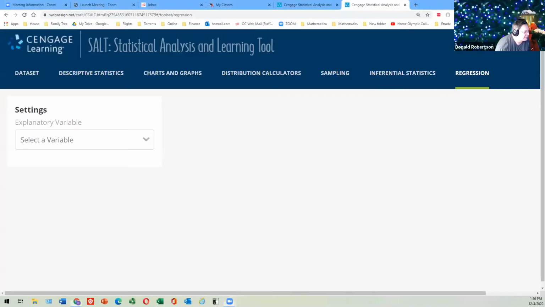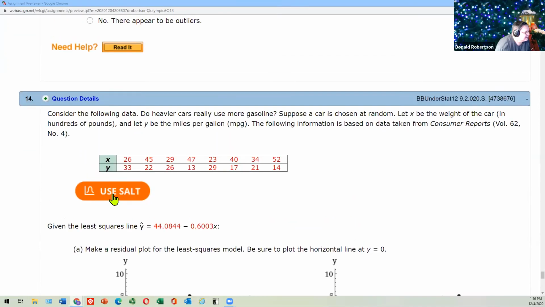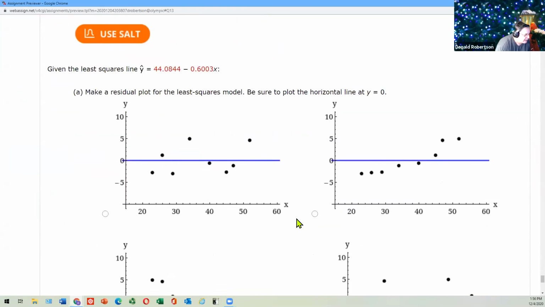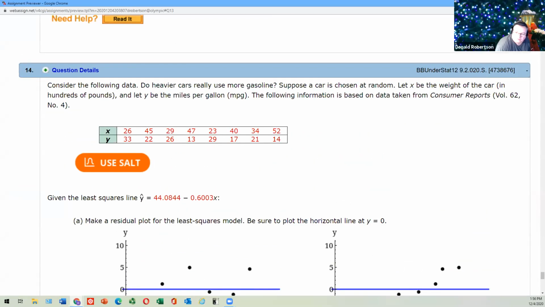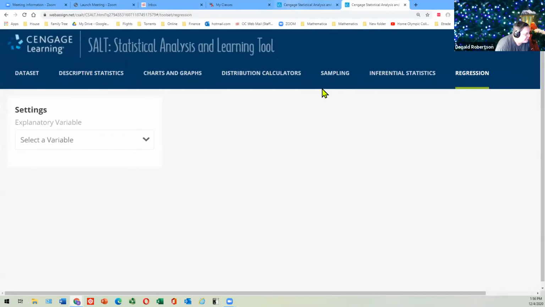Oh, you can't see it? Okay, thanks for telling me. I forgot to switch over. Here we go. Right, so I'll kind of show you what I did before I did it. So the last question, we've been given some data, and the least square line. And here are the four possible guys. Now, I should have done this earlier, but I forgot to. So I hit salt, and this guy appears. Pick regression.